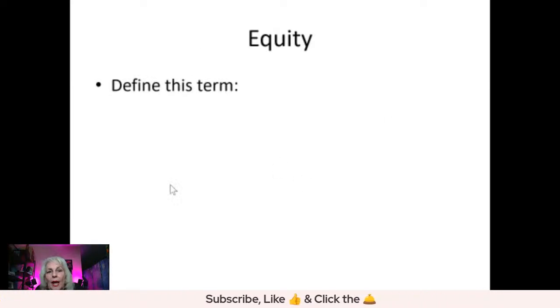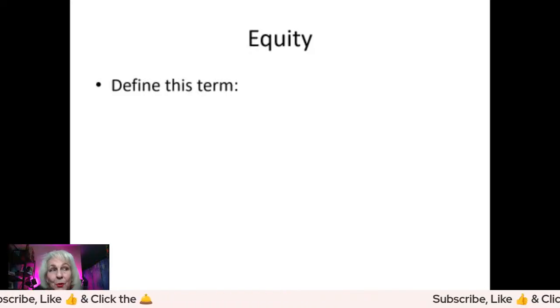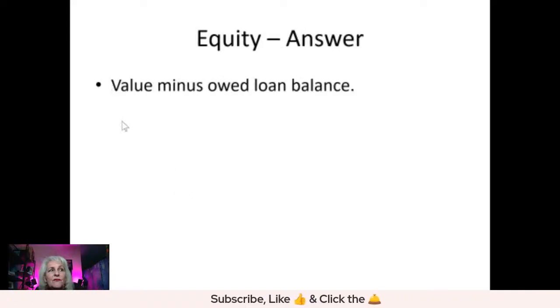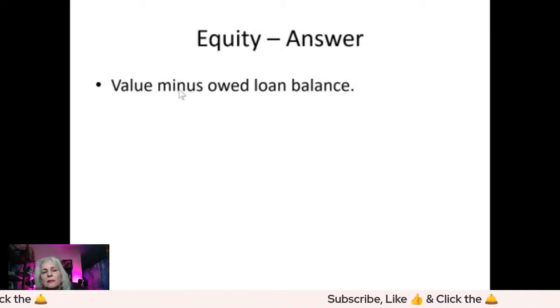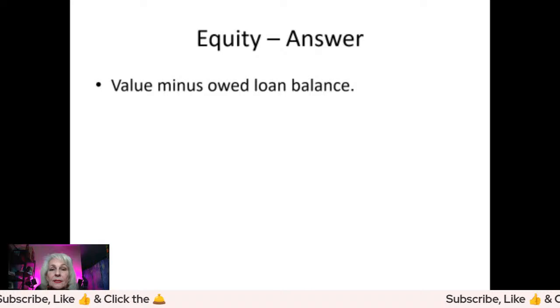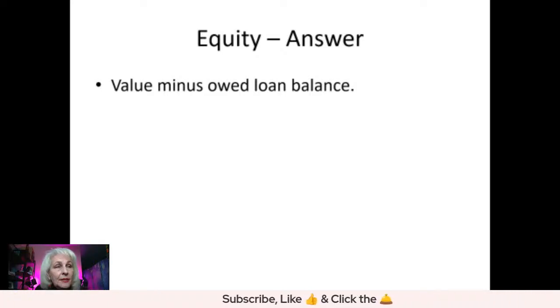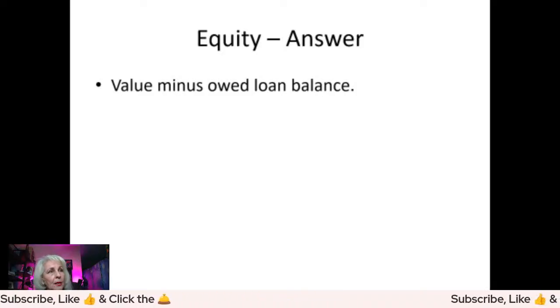Equity. As the years go by and we've paid a lot of principal, then we have equity. Or if the market appreciated, so it is value minus owed loan balance. It's the current market value minus the current owed loan balance. And equity can increase because the property or the market has appreciated and the property is now worth more than what it was originally purchased at.